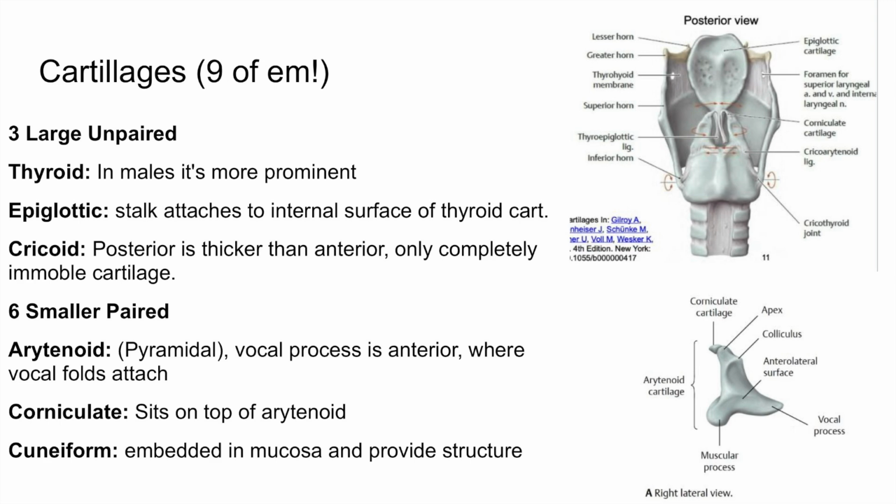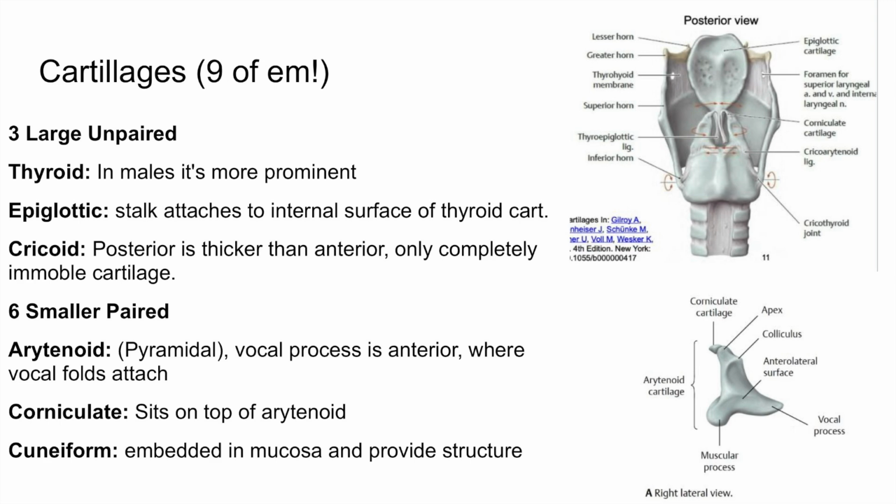The third unpaired cartilage is going to be the epiglottis, which is more flexible and leaf-shaped. Its stalk anchors to the inner surface of the thyroid cartilage, and functionally, it's going to act as that protective flap, folding over the laryngeal inlet during swallowing to prevent aspiration. It's not a perfect seal, but it significantly redirects food away from the airway.